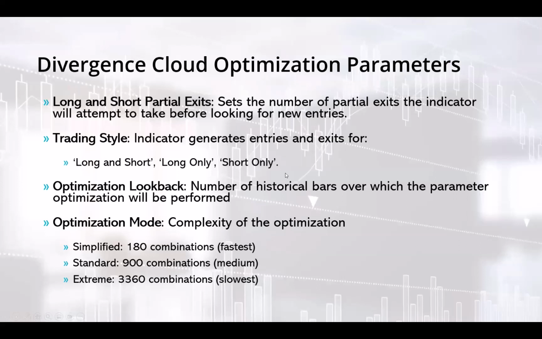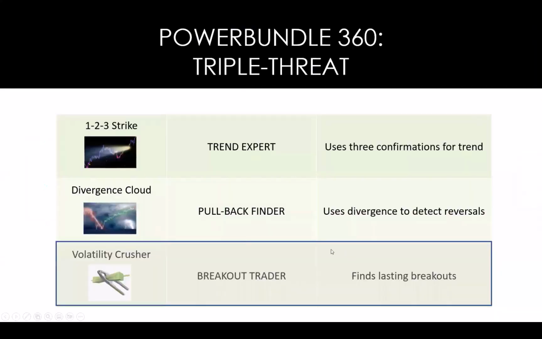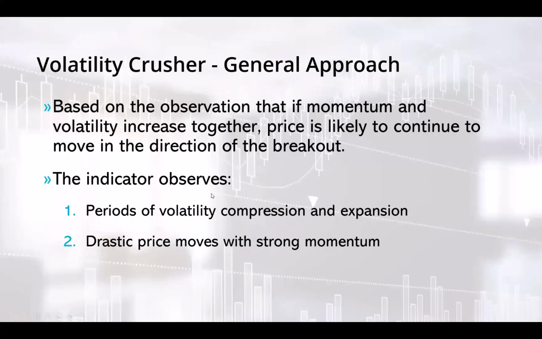Okay, so this is 1 to 3 strike. One more indicator to go through, which is Volatility Crusher. So Volatility Crusher is our breakout indicator designed to find lasting breakouts. And the lasting breakout to us is a breakout where price will continue in the direction of the breakout for quite some time, giving you a great entry opportunity when you simply enter in the direction of the breakout.